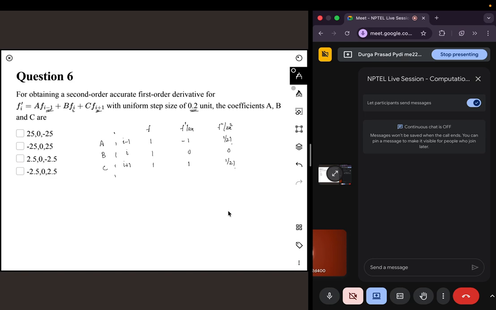All we have to do is write the equations. A plus B plus C is 0. We have minus A plus C equals 1 by delta x, which is 0.2. For now I'll just write it as 1 by delta x. And then the third one is A by 2 plus C by 2 equals 0.